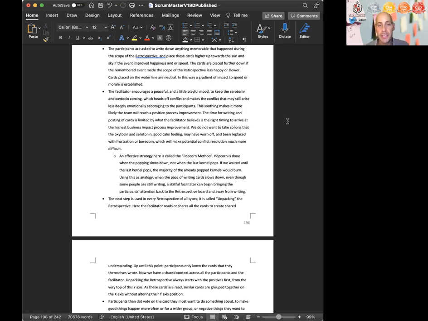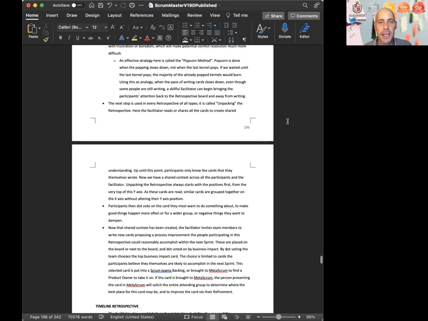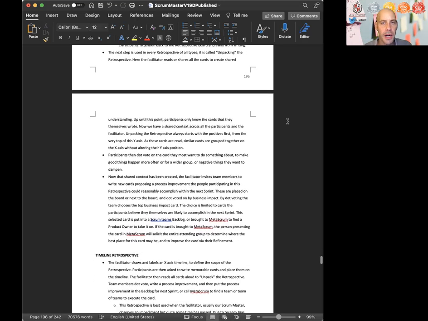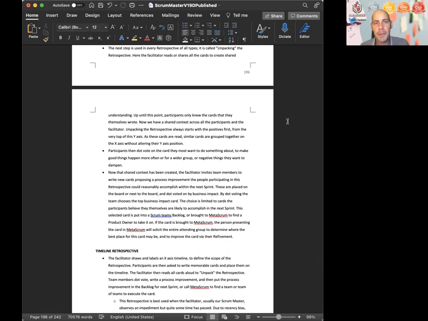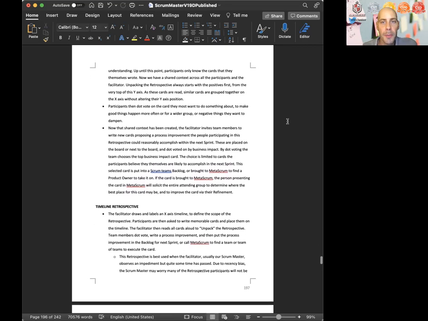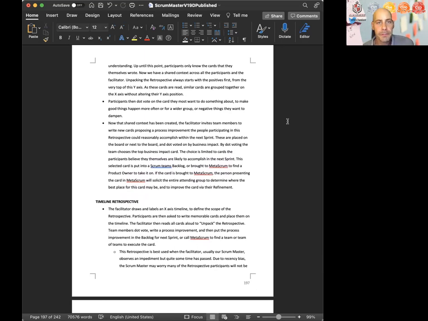The next step is used in every retrospective of all types. It is called unpacking the retrospective. Here, the facilitator reads or shares all of the cards to create shared understanding. Up until this point, participants only know the cards they themselves wrote. Now we have a shared context across all the participants and facilitator. Unpacking the retrospective always starts with the positives first, from the very top of the y-axis. As these cards are read, similar cards are grouped together on the x-axis without altering their y-axis position.